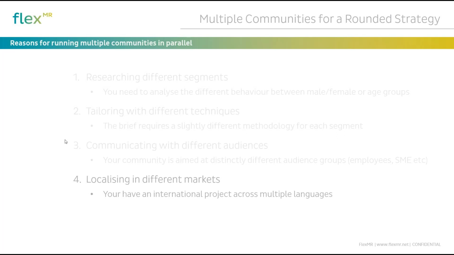The benefit of running research communities online in multiple markets is that you can run them in parallel. So it will speed up your research to be able to run a leg in Spain, a leg in the UK, and a leg in America, maybe a leg in Germany, all at the same time. It would speed the research up, whereas traditional face-to-face methods would mean you'd most likely have to stagger those in series. So localizing different markets is another good reason for you to want to run multiple research communities in parallel.